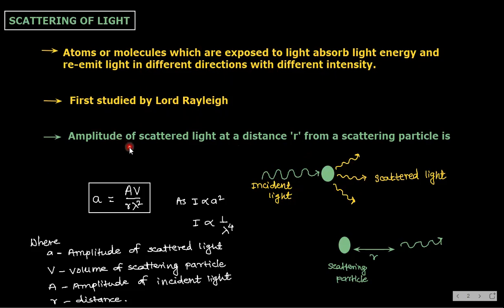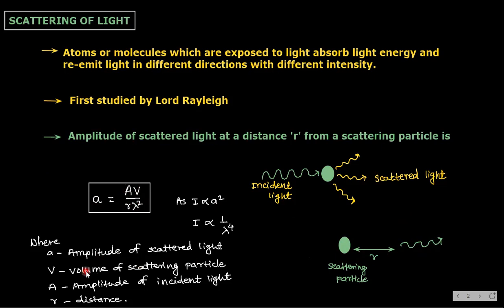And if suppose you want the amplitude of scattered light at a distance r from a scattering particle, what is the formula? A is equal to A V by r lambda square. So see here, first this is incident light and this is the scattering particle. Now at a distance r from this scattering particle, I want the amplitude of this scattered light. Amplitude means what? The distance from mean position. So this is given by A V by r lambda square, where A is what?